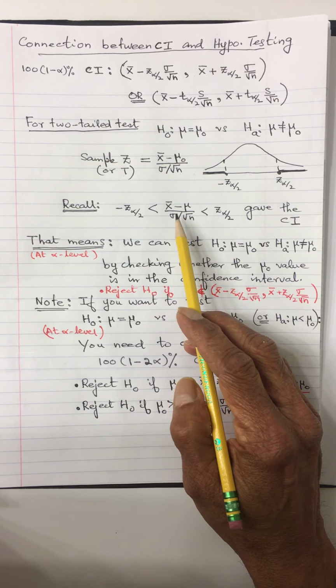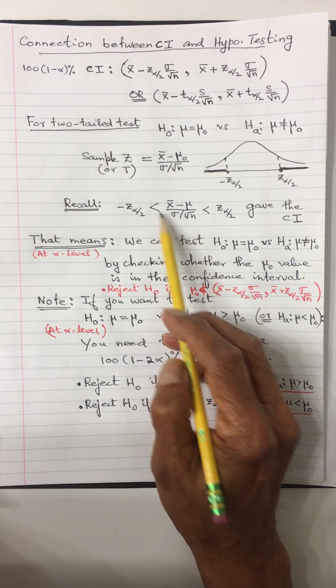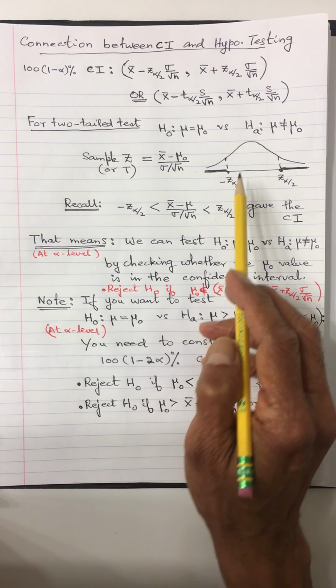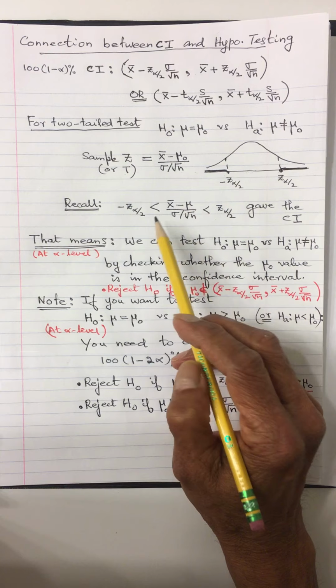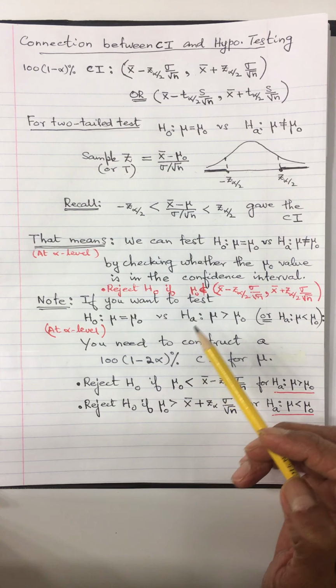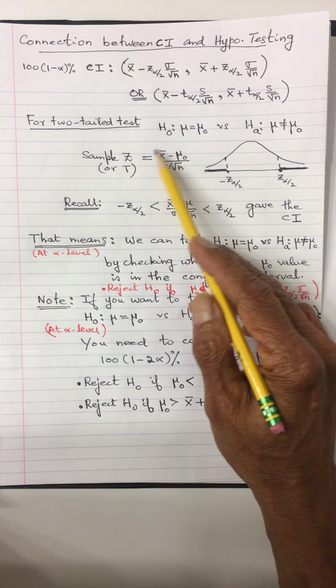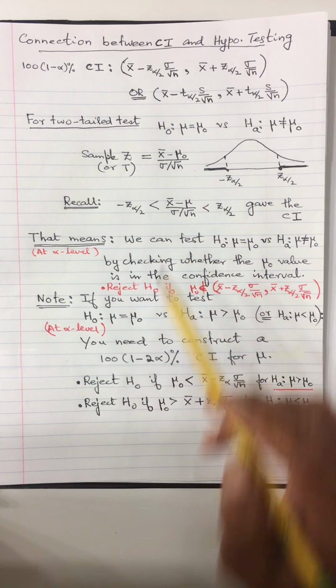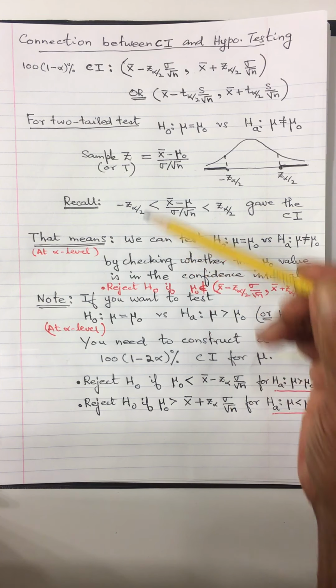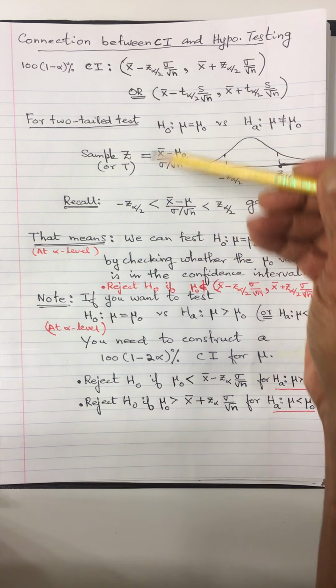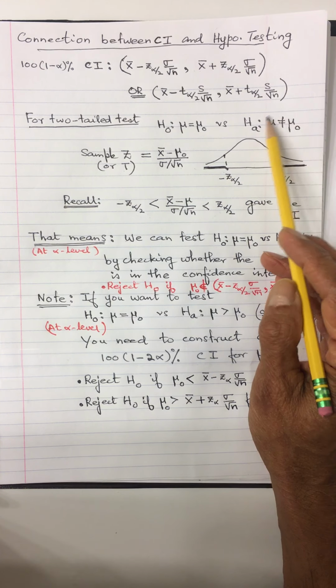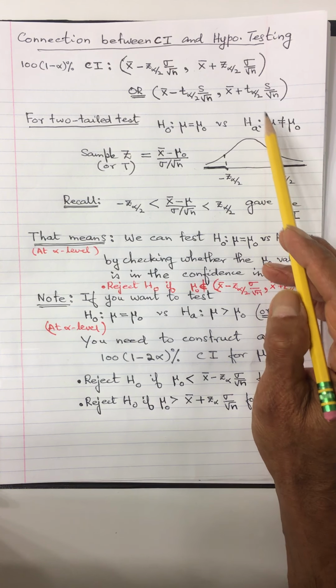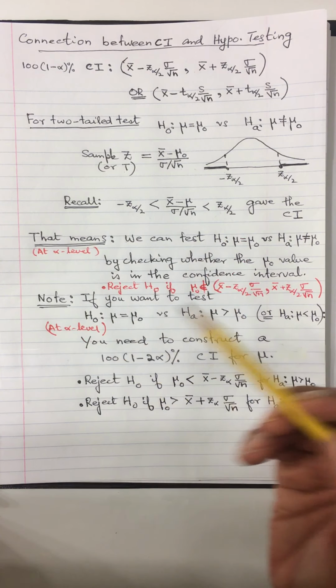In other words, if this value is in between here and here, that gave you this interval. You see that this is right there. So of course they are connected. As far as the two-tailed test and the confidence interval go, they are fully connected.